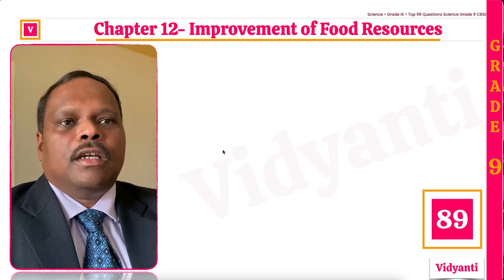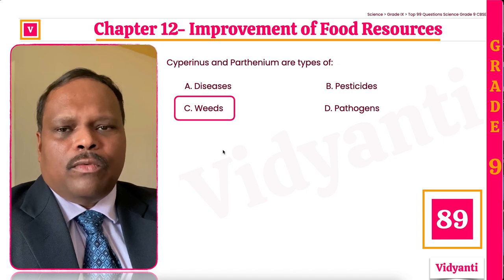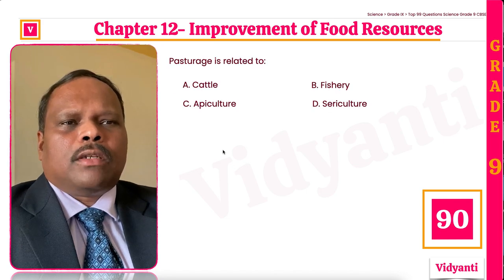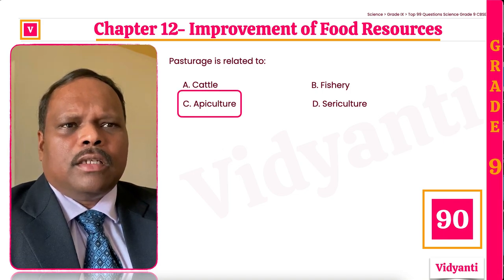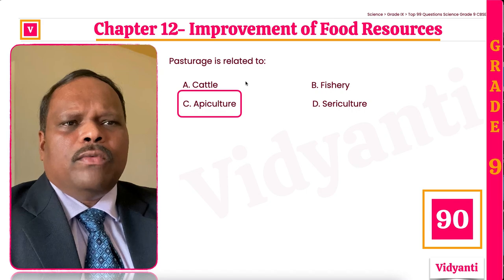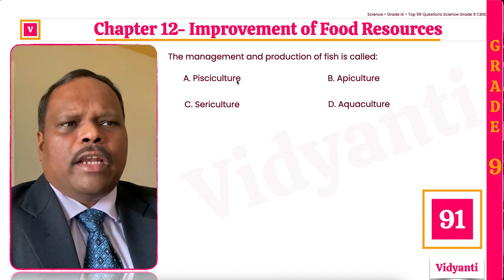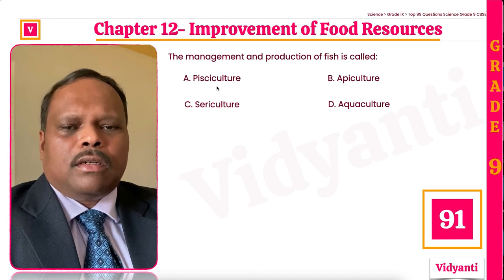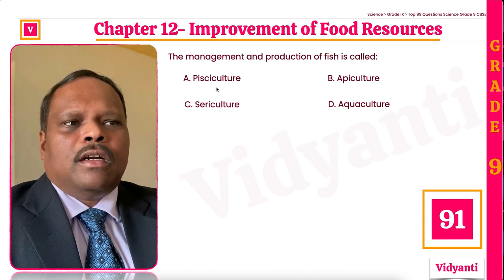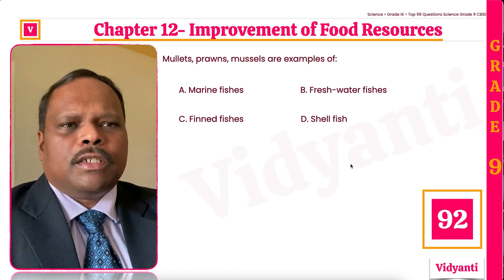Chapter 12, these are the types of weeds. Pasturage is related to apiculture, I think. Let's see, we are going to see the meaning of these things in the next question. The management of production of fish is called, well, let's see each option individually. Pisciculture is the correct option. Then we have apiculture. Well, again, we are going to see that in the next question.